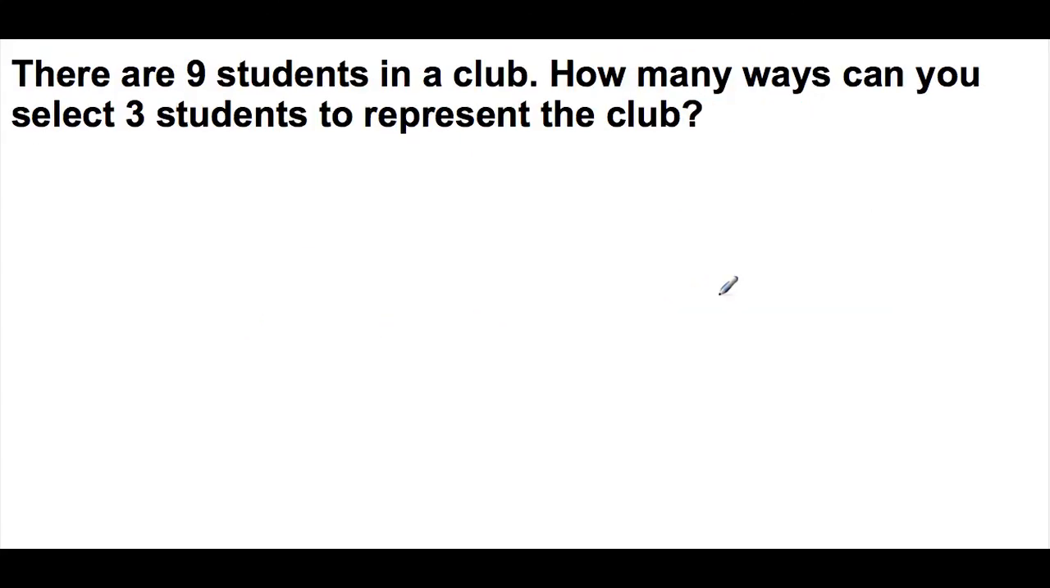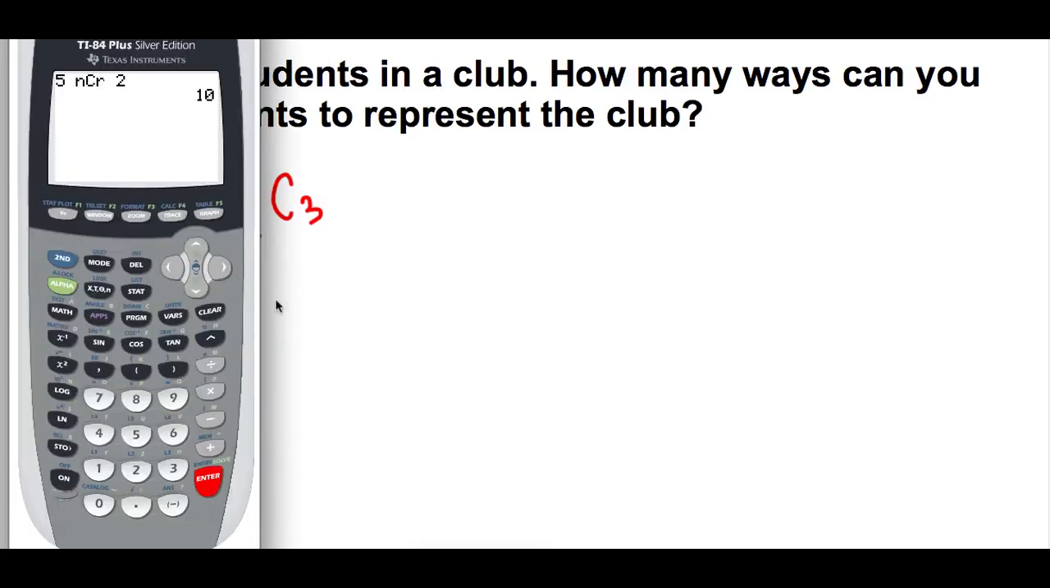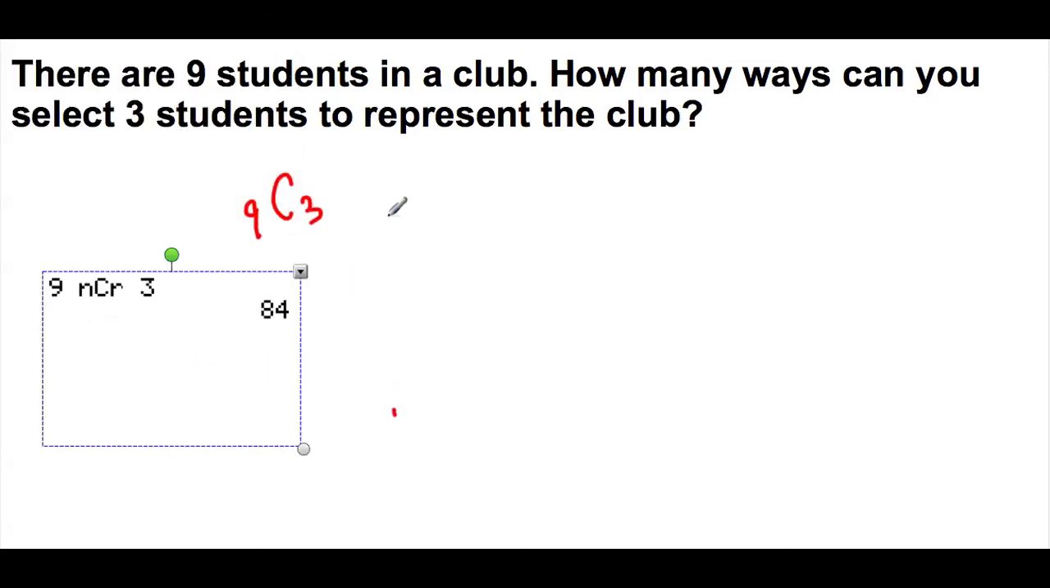How about this one? There are 9 students in a club. How many ways can you select 3 students to represent the club? You see, in this case, I'm selecting 3 out of 9, but does the order matter? Because we're just trying to see who can represent it. So in our case, it would be 9C3. That's all we have to do. So using your calculator, just one more time, what we could have done was 9, math, go all the way till the end, number 3 and 3. Let's see. So 84. There are 84 ways to pick 3 students to represent the club. All right.